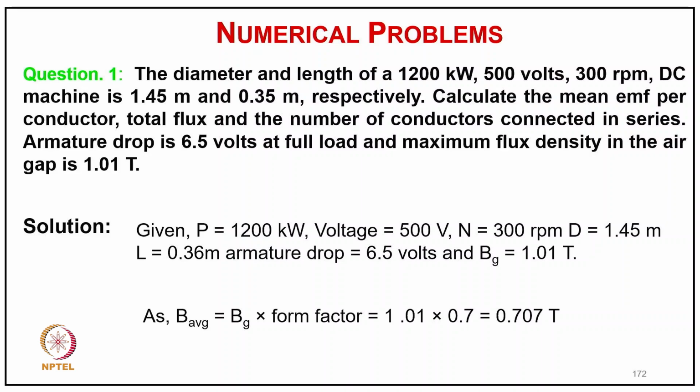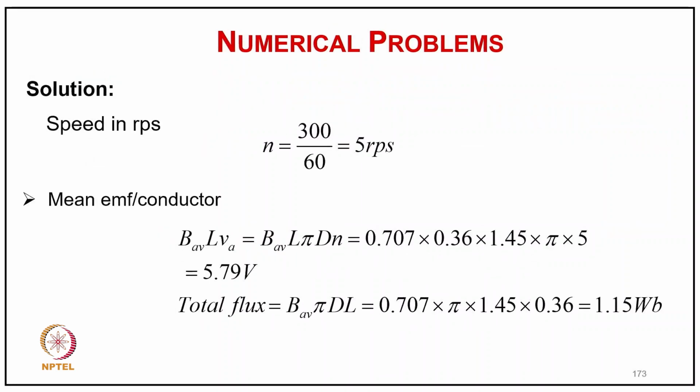Armature drop is 6.5 volt and Bg is 1.01 Tesla. So B average equals Bg into form factor, putting the value, it comes 0.707 Tesla. Speed in RPS is RPM upon 60, that comes 5 RPS. Now mean EMF per conductor is B average L V, so putting the value, it comes 5.79, and total flux is B average pi D L, that comes 1.15 Weber.